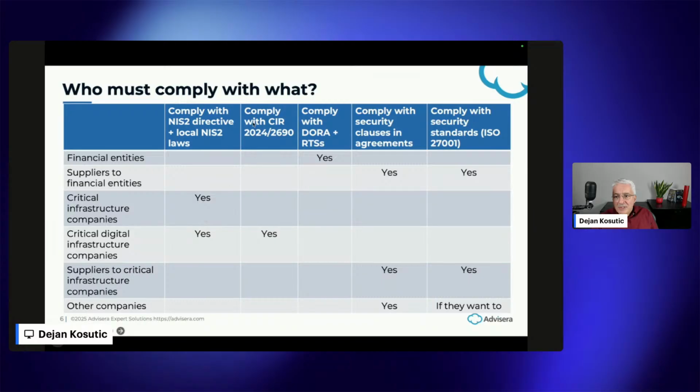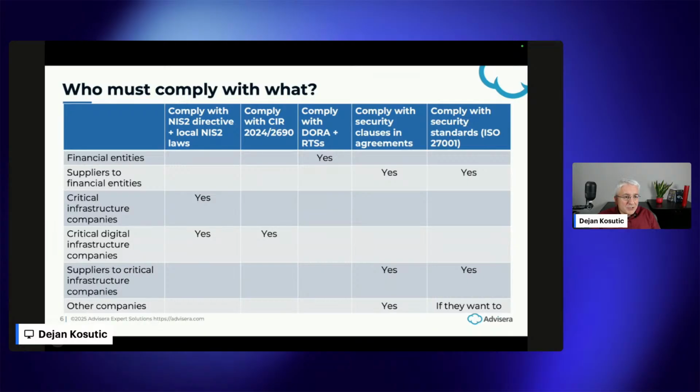Okay, the second column is about this CIR. CIR stands for Commission Implementing Regulation, and it's called 2024/2690. It's a kind of appendix to NIS2, and this one applies directly to companies. Unlike NIS2, which is a directive and doesn't apply directly to companies, this CIR does apply directly to companies, but not all critical infrastructure companies, only to those two sectors that I mentioned earlier.